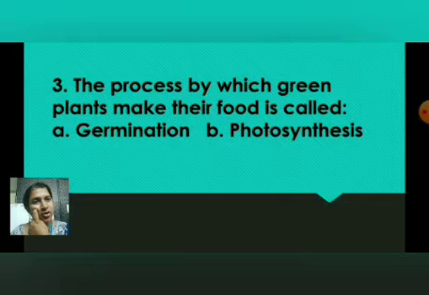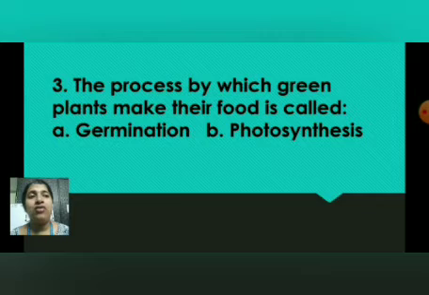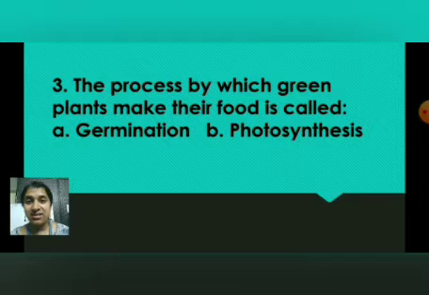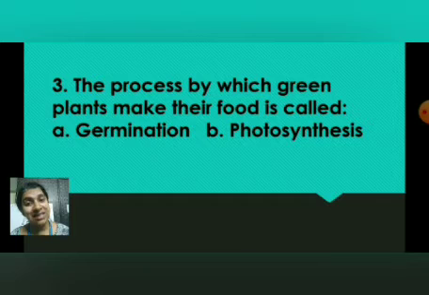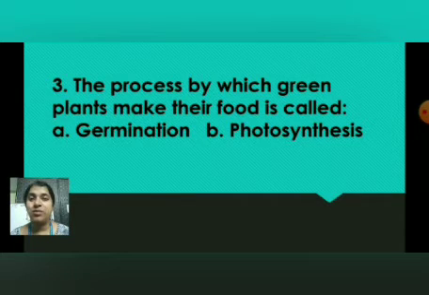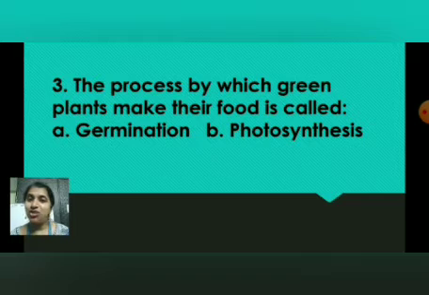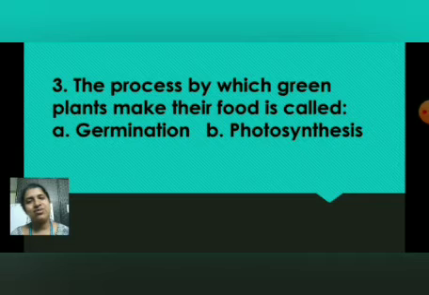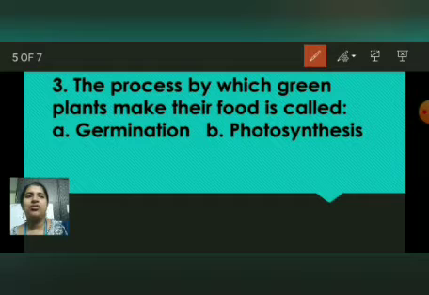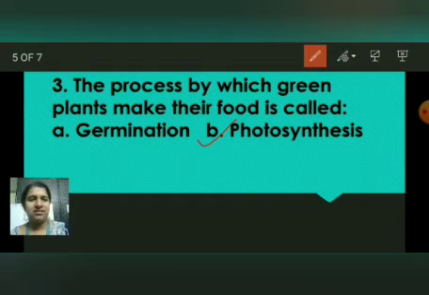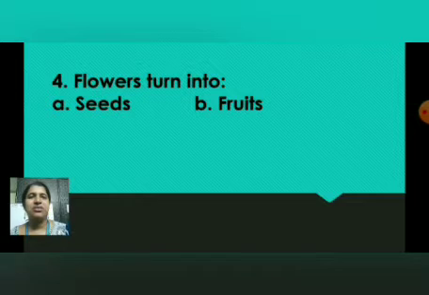Next, the process by which green plants make their food is called germination or photosynthesis. Now, germination is what? We just learnt in our mind maps that germination is a seed growing into a small plant. Whereas, what is photosynthesis? Photosynthesis is the process where plants make food. Yes, so our answer should be photosynthesis and not germination. Let's go to the next one.